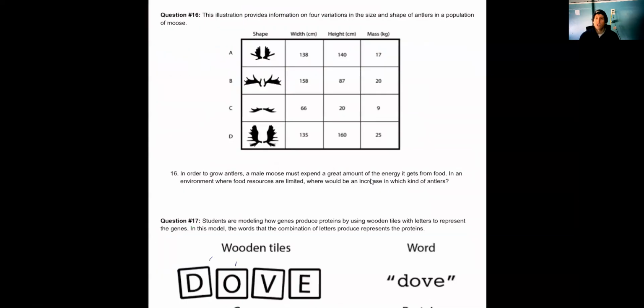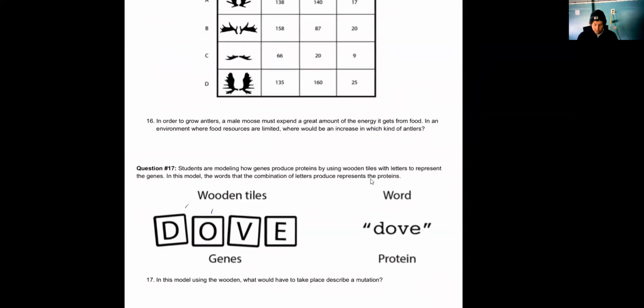Okay, moving on to question 16. This illustration provides information on 4 variations in the size and shape of antlers in a population of moose. So we know that moose grow antlers, and they're not all identical. There's going to be differences in size and shape. That's what a variation is. There's differences.